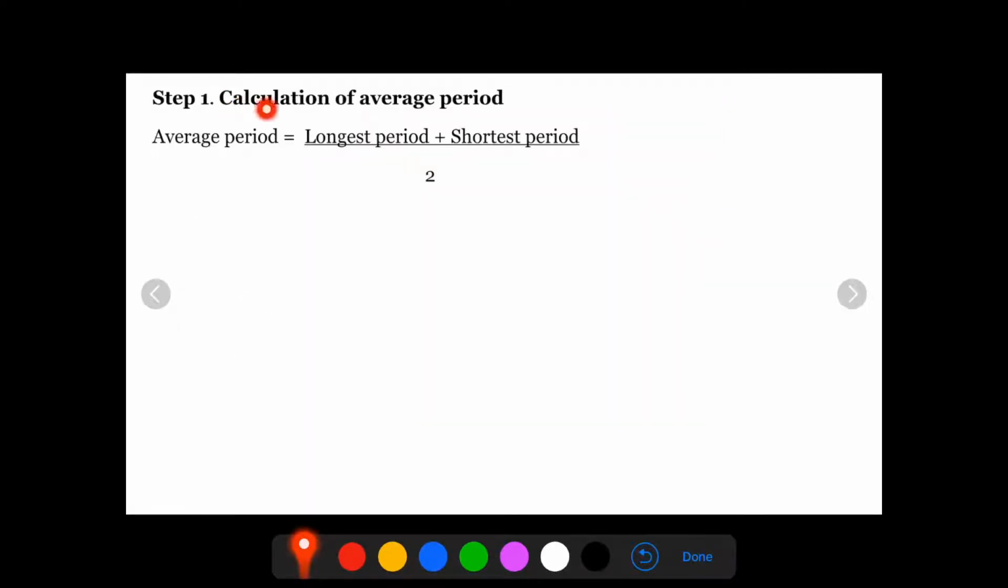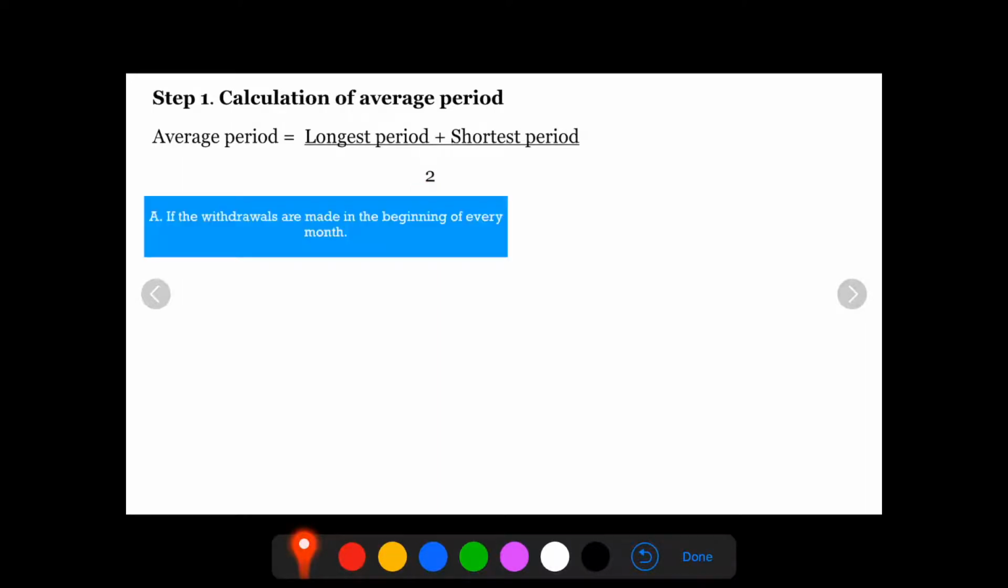Step 1, calculation of average period. Average period is calculated like this: longest period plus shortest period, divided by 2. Now, let us say the withdrawals are made in the beginning of every month.